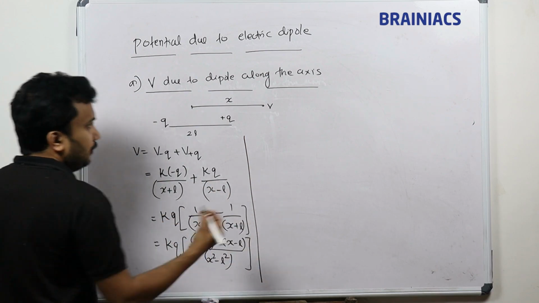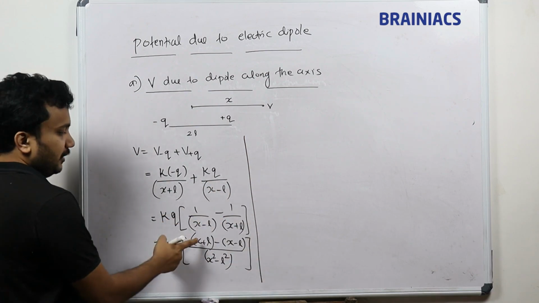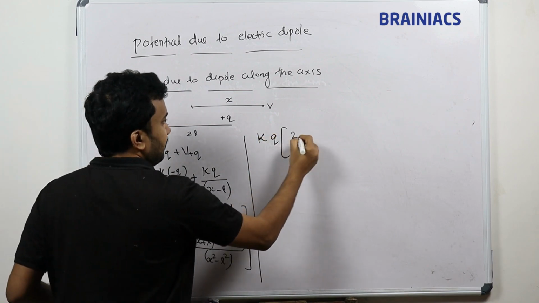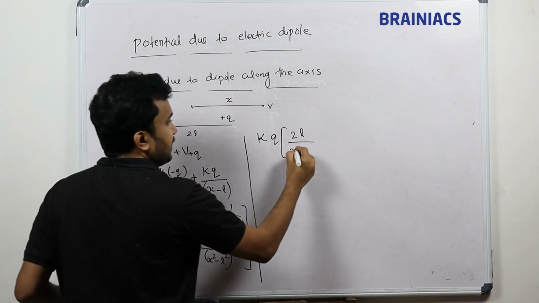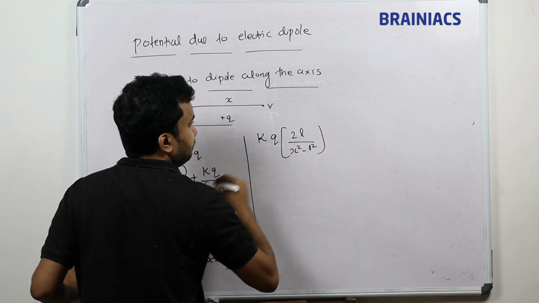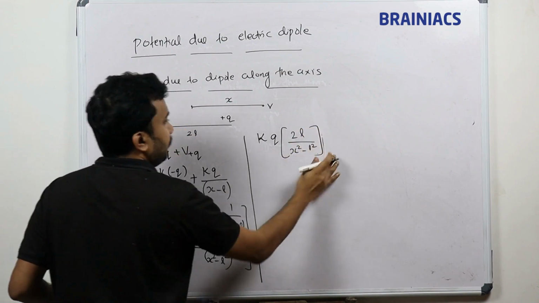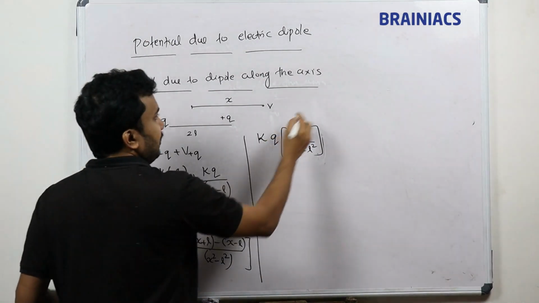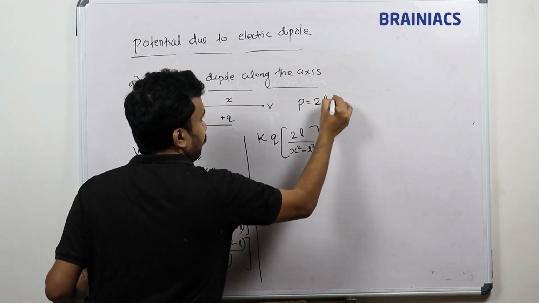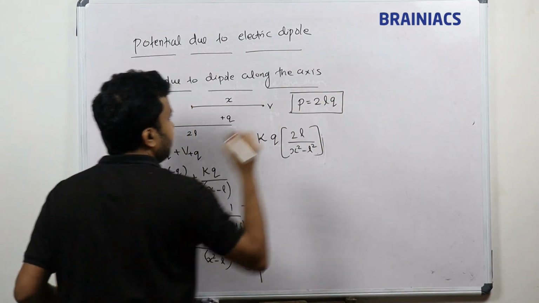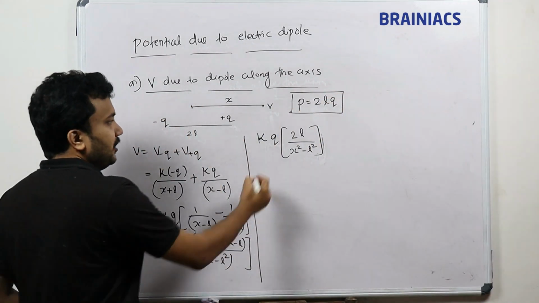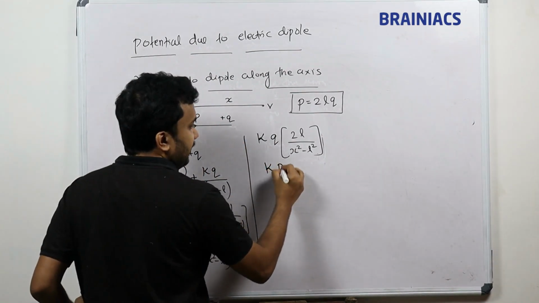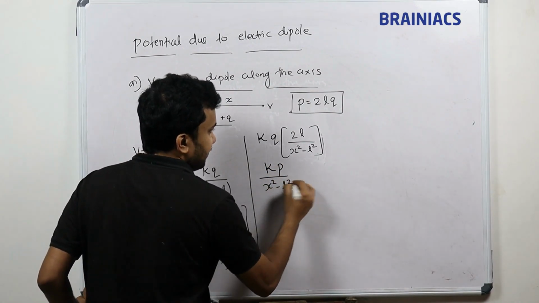Okay, so we'll move forward. So we got this one. x and x will cancel, L and L get added up. So k into q into what is coming in the bracket? 2L divided by x square minus L square. What is 2L into q? Dipole moment p is equal to 2L into q. This is what we have learned before, right? Here the dipole moment is in what direction? From minus q to plus q. So k into p divided by x square minus L square.